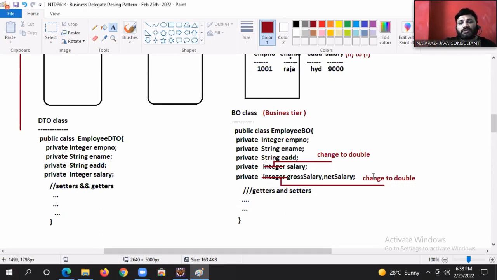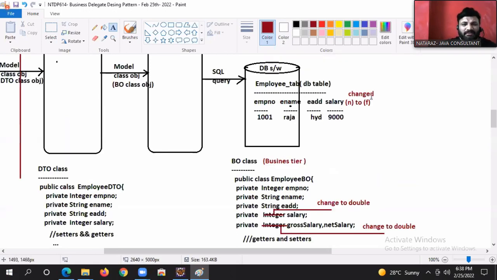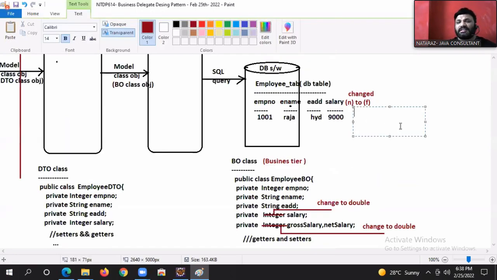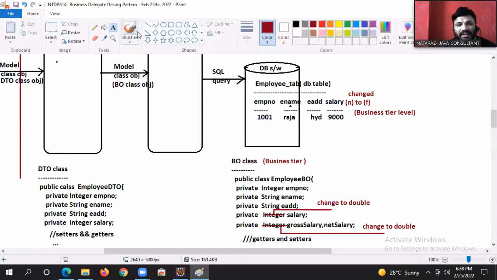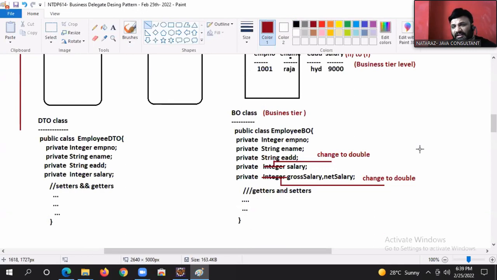This is change to double. This is also change to double. Array, business tier. This changes at what tier? Business tier level. Okay, this changes at what level, guys? Business tier level, right?